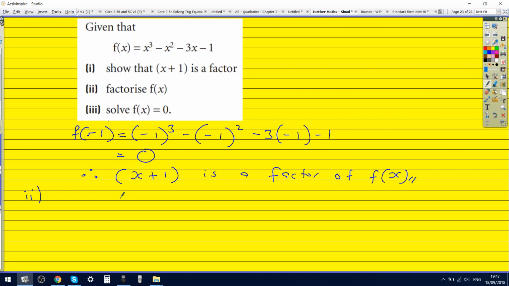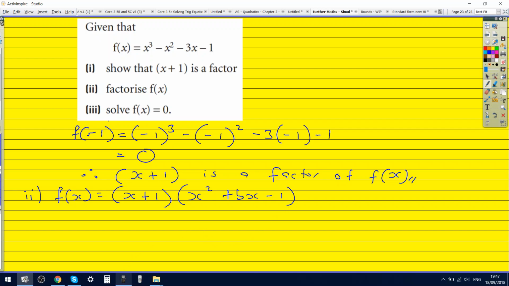Factorize f of x. Okay, so we know x plus 1 is a solution, so x plus 1 in one bracket, and then we have x squared. We know our last value would be minus 1, and plus bx in the middle.